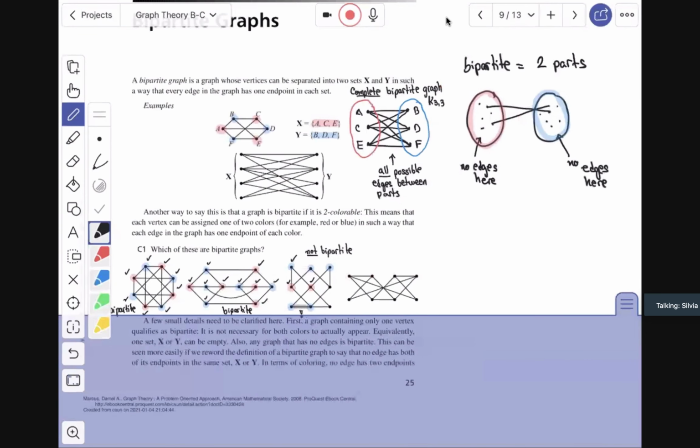And that's about it. Those are the bipartite graphs. We have a notation for the complete ones. This is how you can check, especially if you have a small graph, whether it's bipartite. But imagine that you have a huge graph, right? So maybe it's not that easy to just start coloring. So there's something else. There's a property that bipartite graphs satisfy.